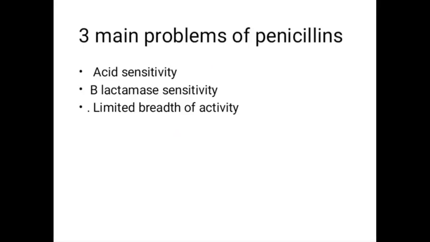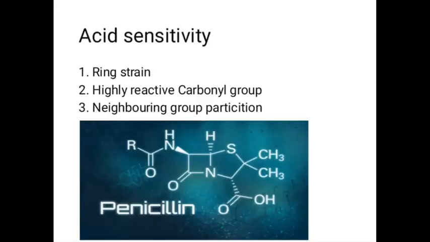Okay, so penicillins have got 3 main problems. Number 1, acid sensitivity of the beta-lactam, and also limited breadth of activity. So we need to sort out these problems. So problem number 1, we have acid sensitivity, under which we have got ring strain, highly reactive carbonyl group, and neighboring group participation. So these are factors which are related to acid sensitivity.